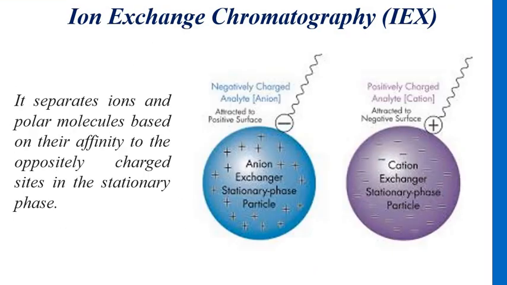Ion exchange chromatography separates the ions and polar molecules based on their affinity to the positively charged sites in the stationary phase. It can be categorized into two types, the anion exchange chromatography and the cation exchange chromatography. As the name indicates, anion exchange chromatography is used to separate the anionic proteins, that is, the analyte is negatively charged and therefore the stationary phase used will be positively charged, while cation exchange chromatography is used to separate the analytes which are positively charged and therefore the stationary phase will be accordingly negatively charged.